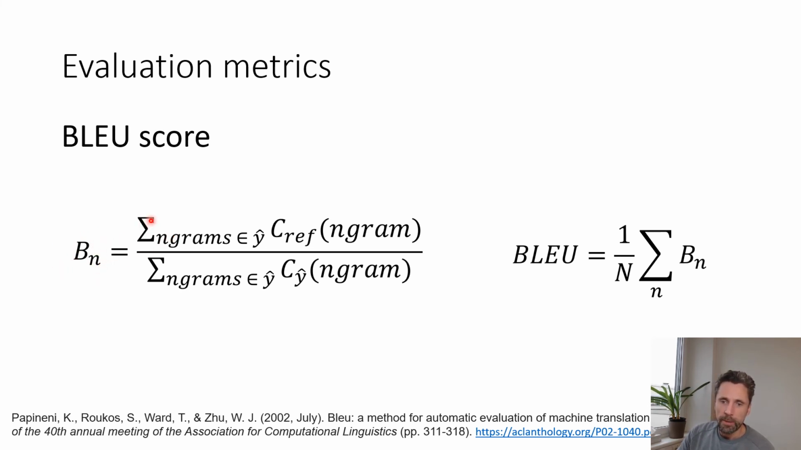So you take the sum over all n-grams that can be found in your prediction y hat, of this reference count, right? So you look in those reference sentences, take the maximum of the count of these given n-grams and divide by how many times those n-grams can be found in your prediction. Now, the BLEU score is basically an average over all of these n-gram scores.